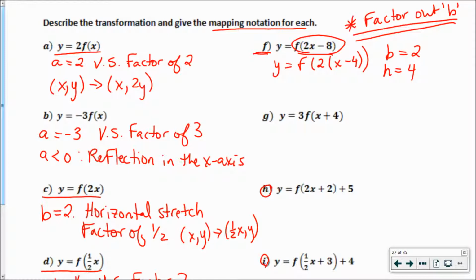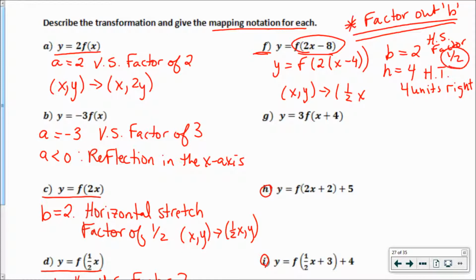So if b is 2, we have a horizontal stretch, factor of 1 over 2. And we have a horizontal translation 4 units to the right. That's what an h of 4 means. So our mapping notation is that (x, y) will become (1/2 x + 4, y). We multiply by the factor, remember, not by b, and add 4, and y will just be y.